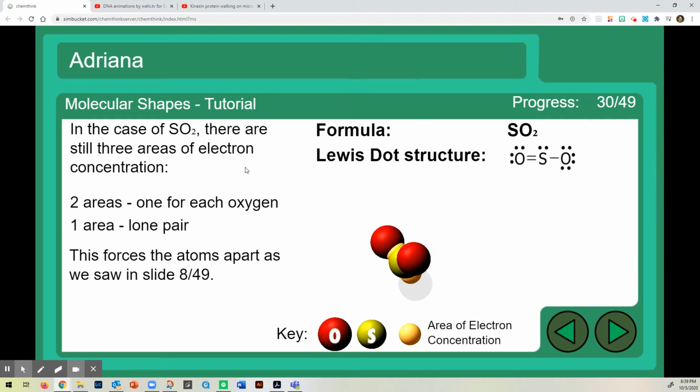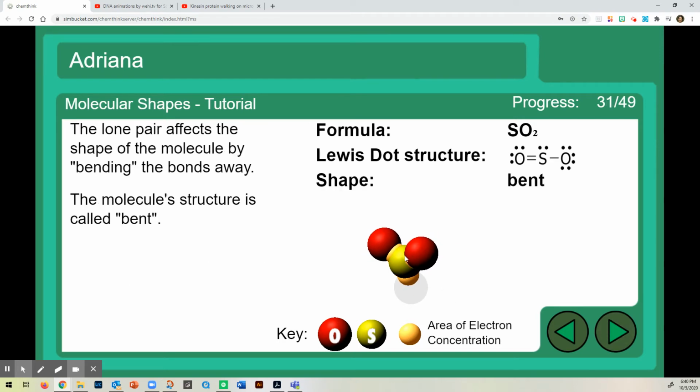And so in the case of SO2, there are still 3 areas of electron concentration, even though one of them is just a lone pair. So 2 of those areas are one between each of the oxygen atoms that it's bonded to, and the other area is the lone pair. And so it's going to have the same repulsion that we saw in the previous example, only that now on one side of that triangle, there's nothing, right? It's just an empty space. This is called a molecule with a bent structure. It just looks like it has sort of this bent shape. I don't know how else to say it.